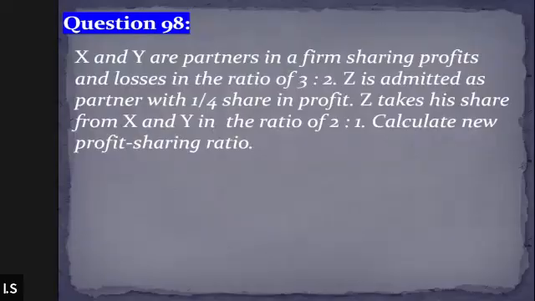All right, see what question 98 is saying: there are two partners X and Y, and their profit sharing ratio is given as 3:2, and Z is a new person who wants to get admitted as a partner, and he will be sharing 1/4 share in the profit. Z takes his share from X and Y in the ratio of 2:1. So he will be taking 1/4 share of profit in the ratio of 2:1.